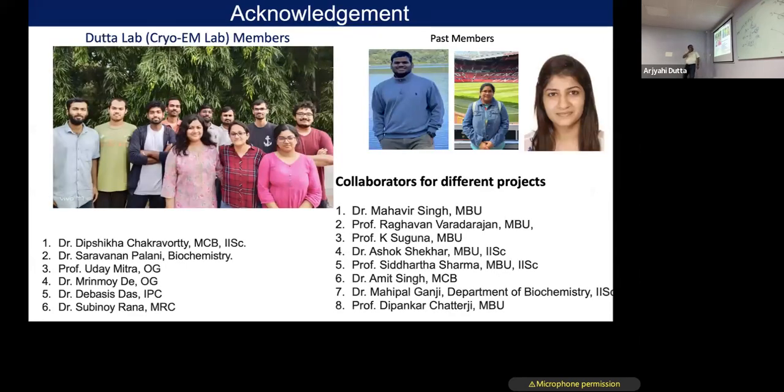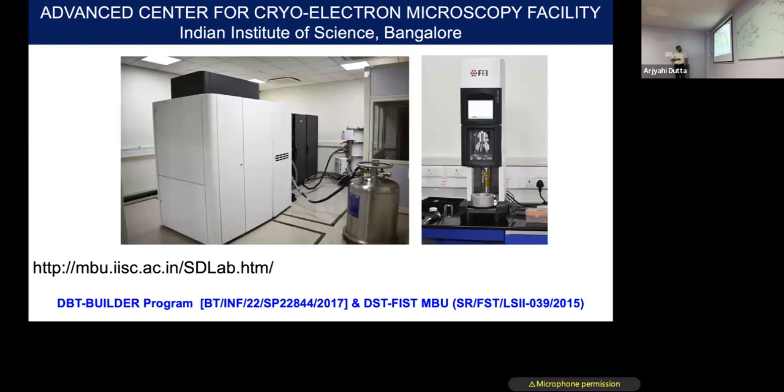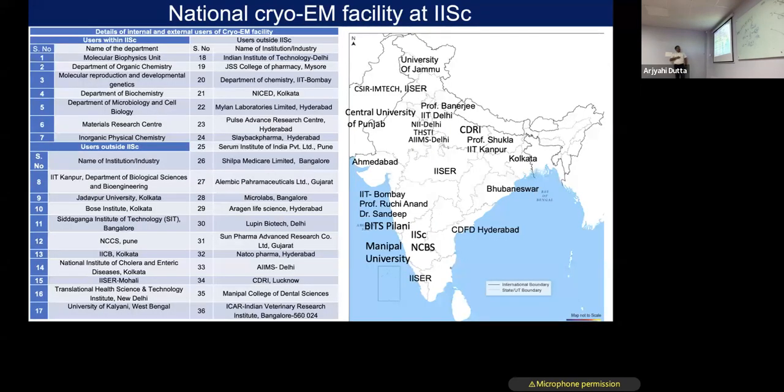So this is my group. They have just finished their PhD and are now doing postdocs. And this is our cryo facility. Here there is a huge user list, roughly 70 to 75 users almost every year. And sometimes some labs have 2 to 3 students using it. So that number is huge.